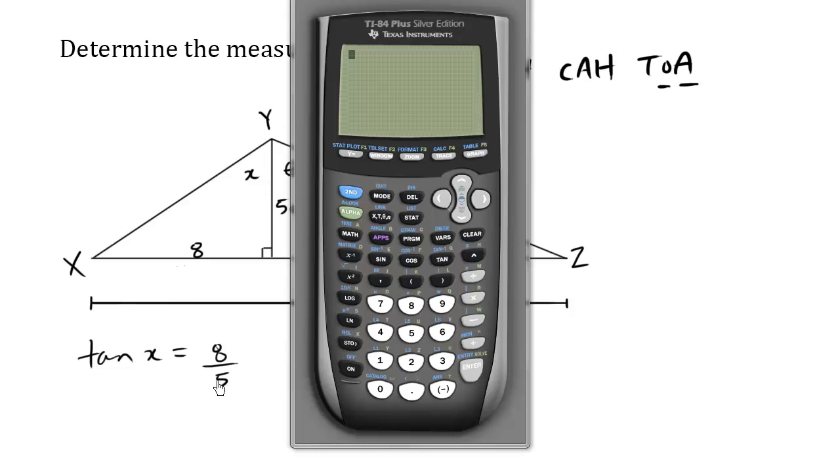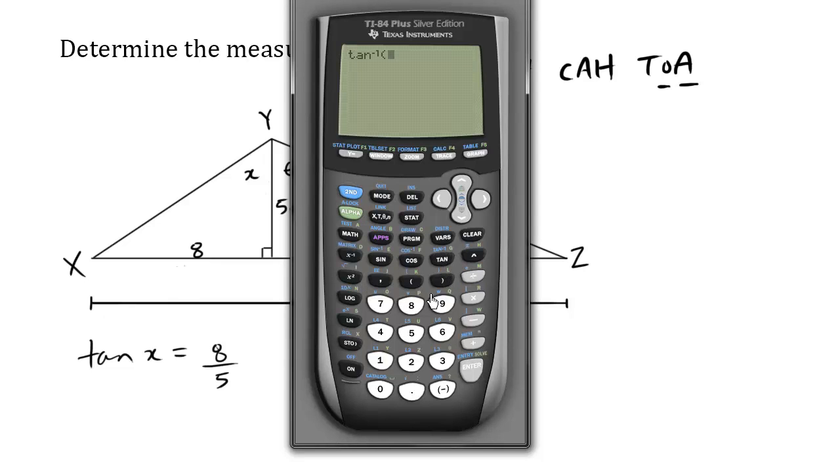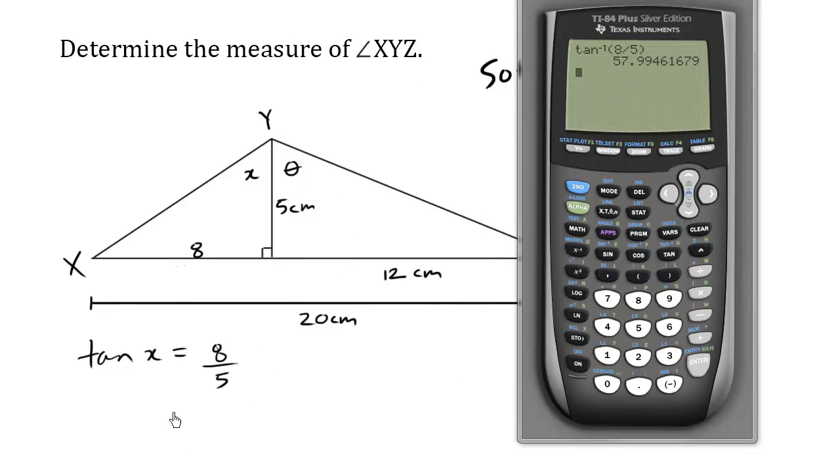Now, if you were asked to show your work, you really should use the algebraic step of taking the inverse tan or the inverse trig of both sides. However, if you're just asked to compute the answer, you can just start working with your calculator immediately. So let's use second tan, which is tan inverse of 8 divided by 5, enter, is 59.99 degrees. So we have x is approximately equal to 57.99 degrees.